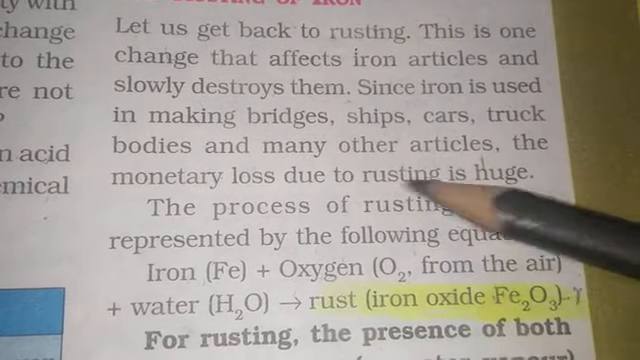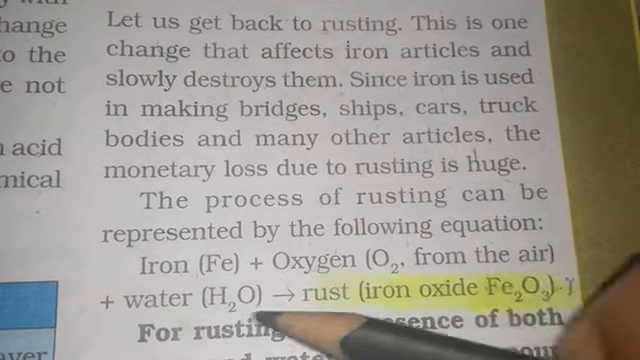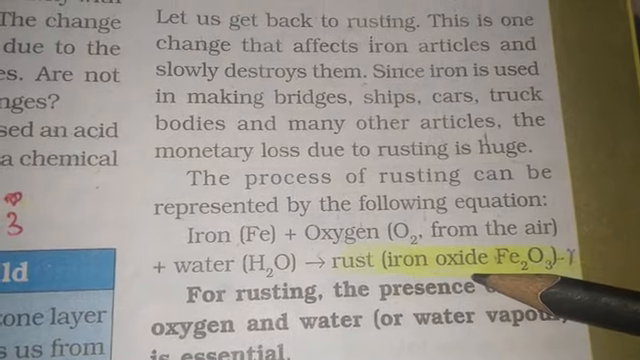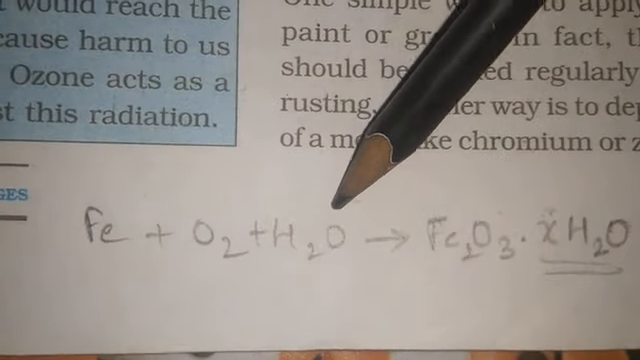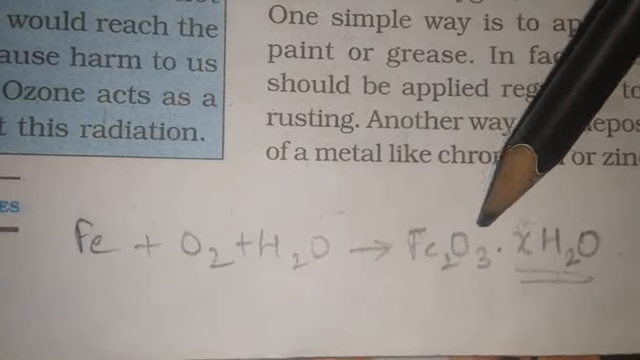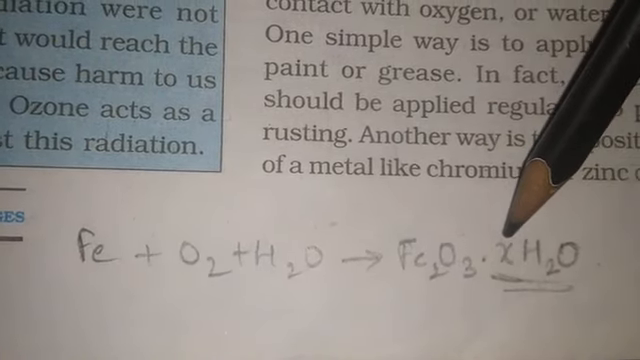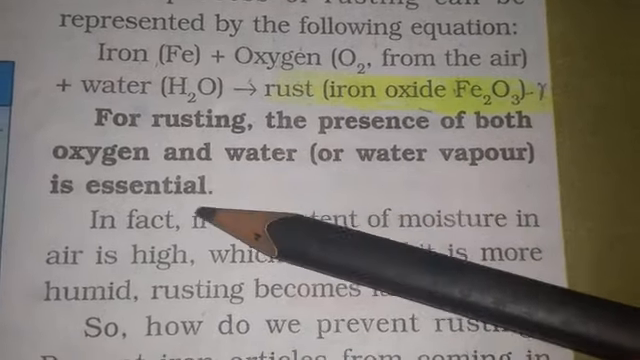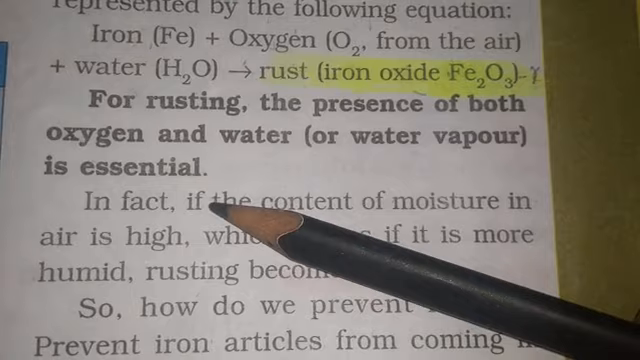The process of rusting can be represented by the following equation: iron plus oxygen from the air and water becomes rust, that is iron oxide. Actually, children, the reaction is iron plus oxygen from the air, water from the air gives iron oxide dot XH2O. That means the moisture content is not known, that is why it's X. For rusting, the presence of both oxygen and water is essential. Without oxygen as well as water, rusting cannot take place.